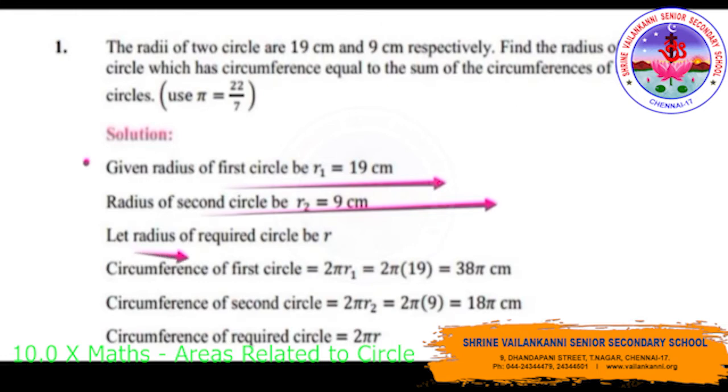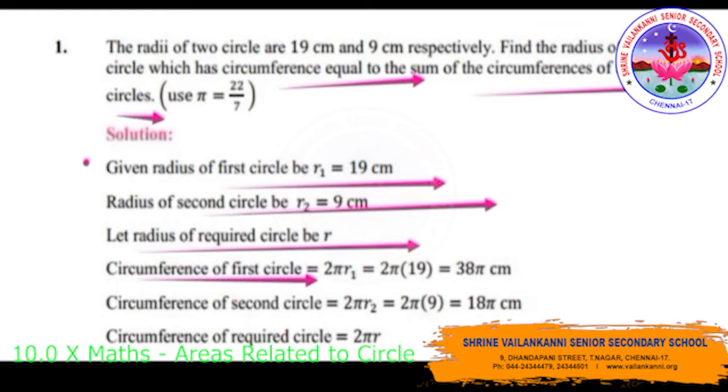We are taking the radius of the new circle as R. It is given that the circumference of the new circle is equal to the sum of the circumferences of the two circles. The circumference of the first circle having radius R1 is 2 pi R1, where R1 is 19. So we get 2 pi into 19, which is equal to 38 pi. Now the circumference of the second circle having radius R2 is 2 pi R2, where R2 is 9. So 2 pi into 9 is equal to 18 pi centimeter.